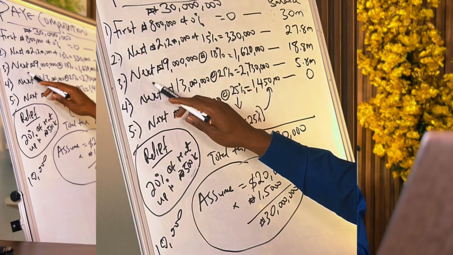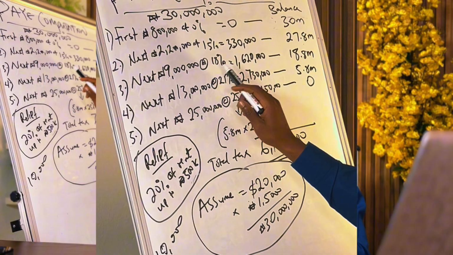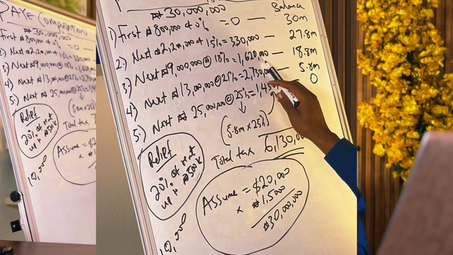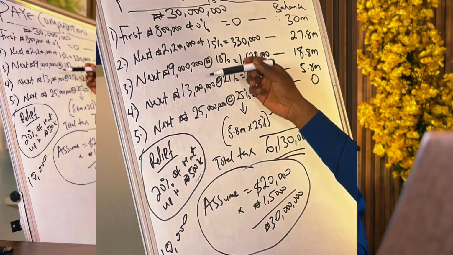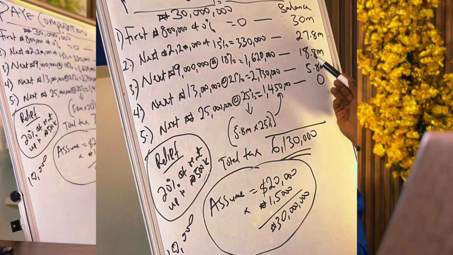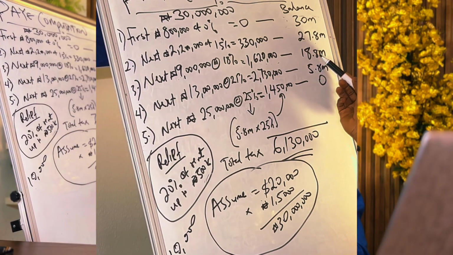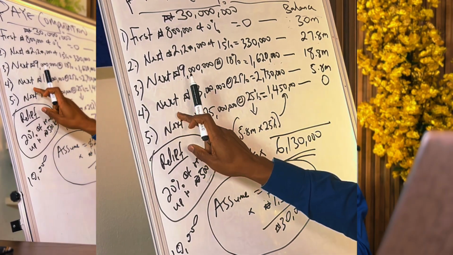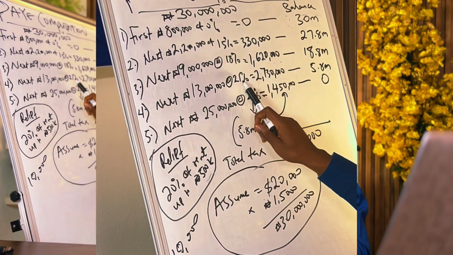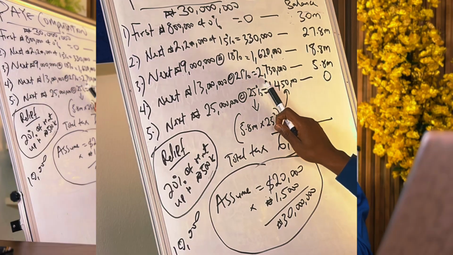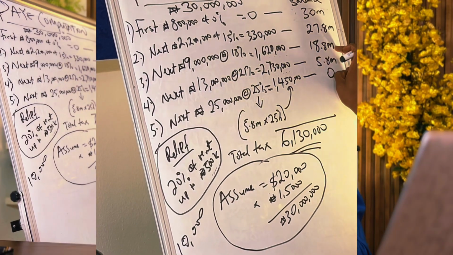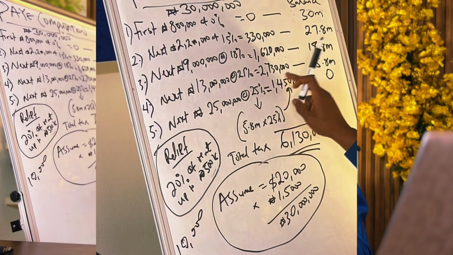27,800,000. And then the next 9 million at 18%. So you charge 18% on 9 million, which gives us 1,620,000 naira. If you reduce this 9 million from the balance that was left here, what will be left is 18.8 million naira. Then the tax law said the next 13 million at 21%, and 21% of 13 million will give us 2,730,000 naira.